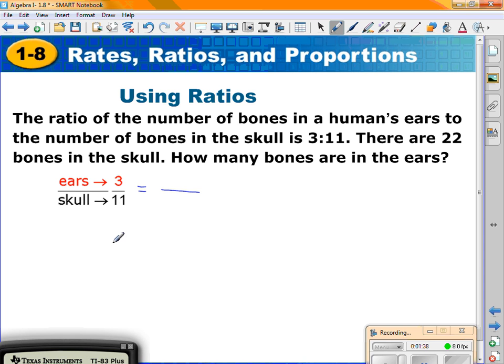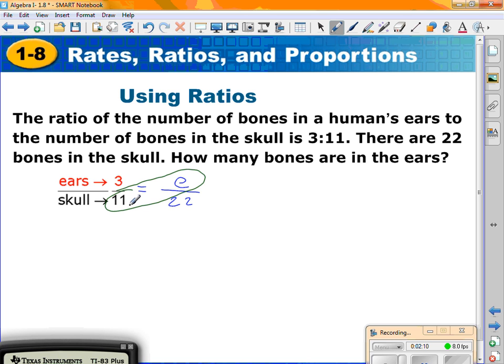Where does ears go? On the top. So I'll put whatever variable I want. Okay, we'll use E for ears. How many bones are there in the skull? 22. So I have 3/11 equals E over 22. I know some of you can automatically look at it and tell me what the answer is. The way to solve a proportion is to cross multiply.